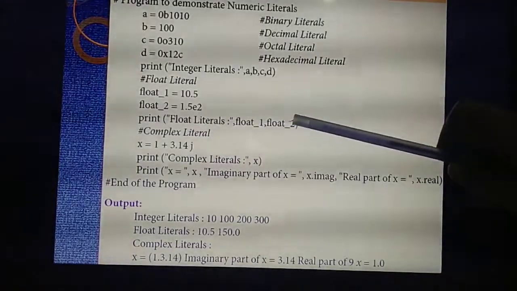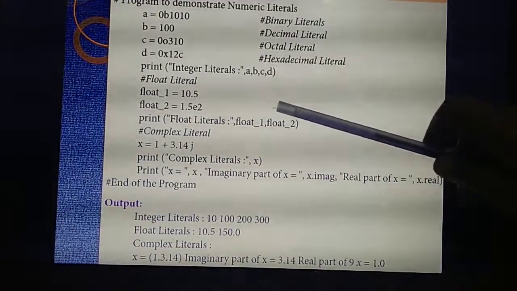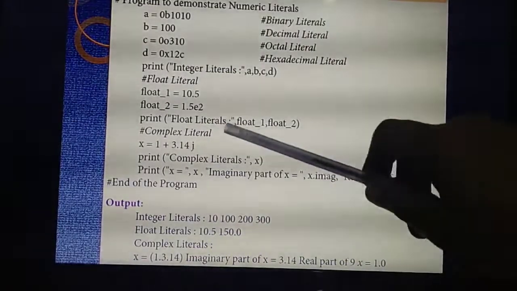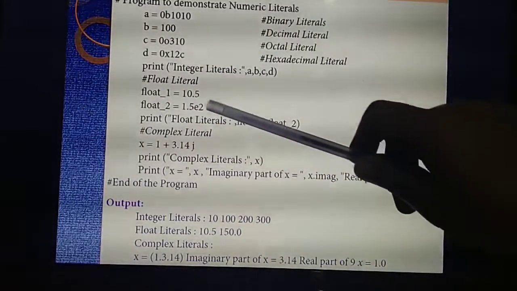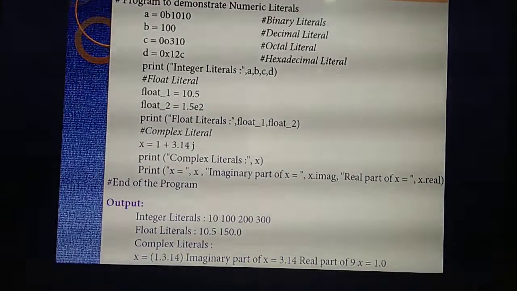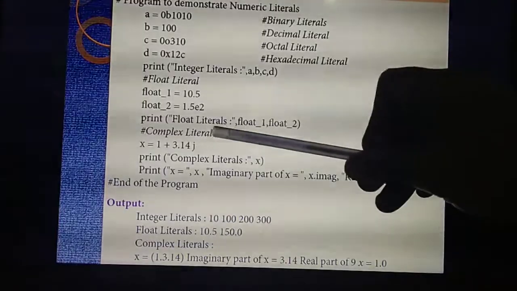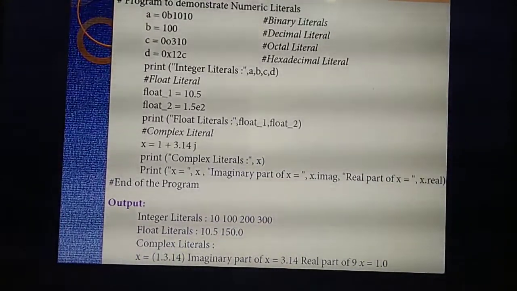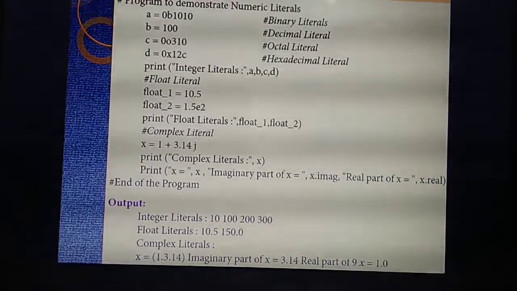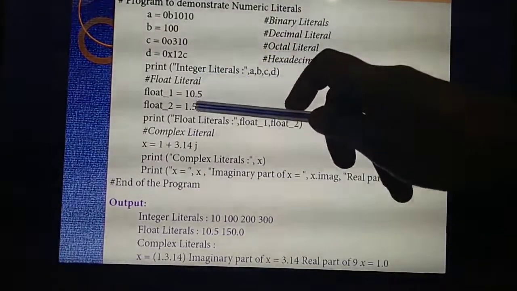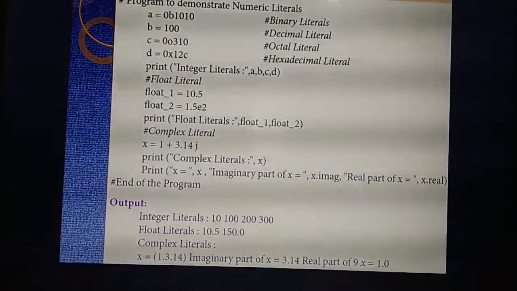Okay. So next I am going to print float literals. Float literals are present in which variables? Float 1 and float 2. So, comma. What are the variables I need to print? Float 1, comma, float 2. Understand? Yes. Next we are going to declare which variable? Complex numbers. Complex literal. What are the types of literals you have studied? Integer, float and complex. So integer over, then float, then complex I am going to declare.